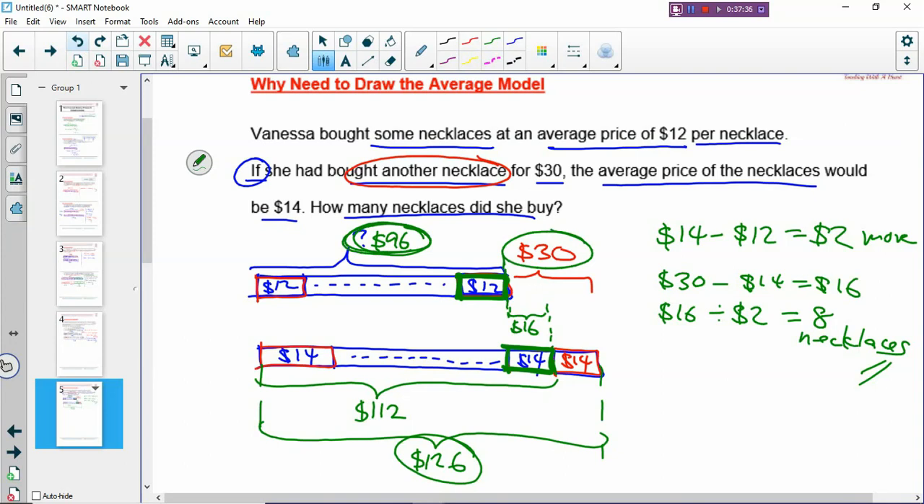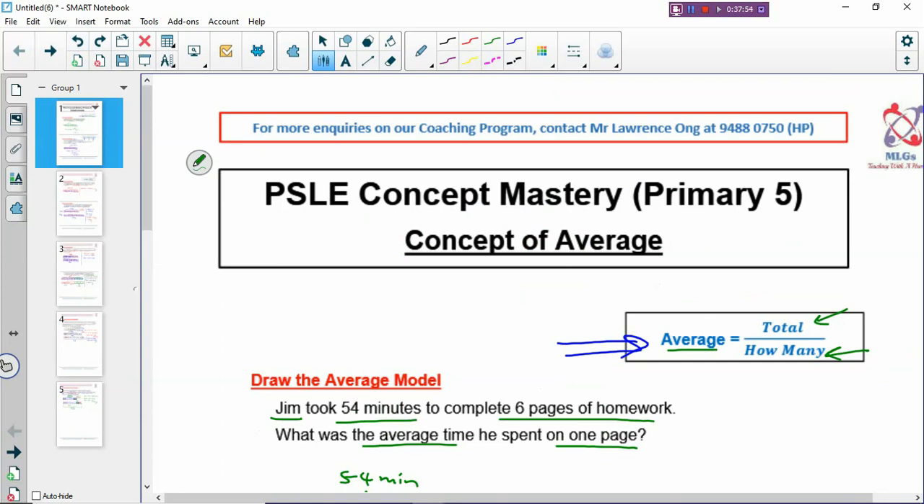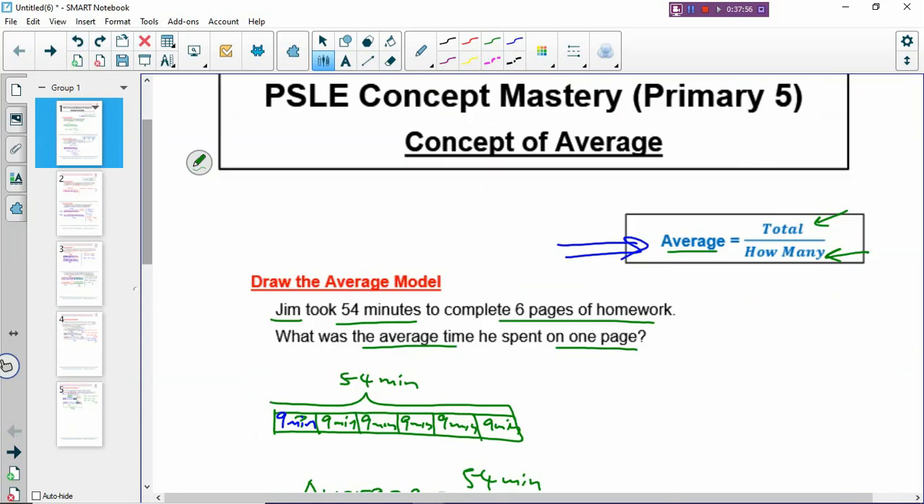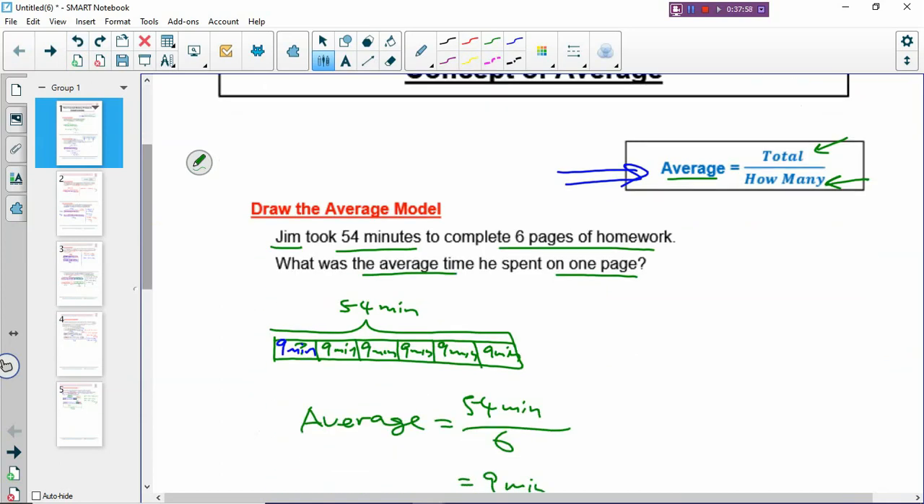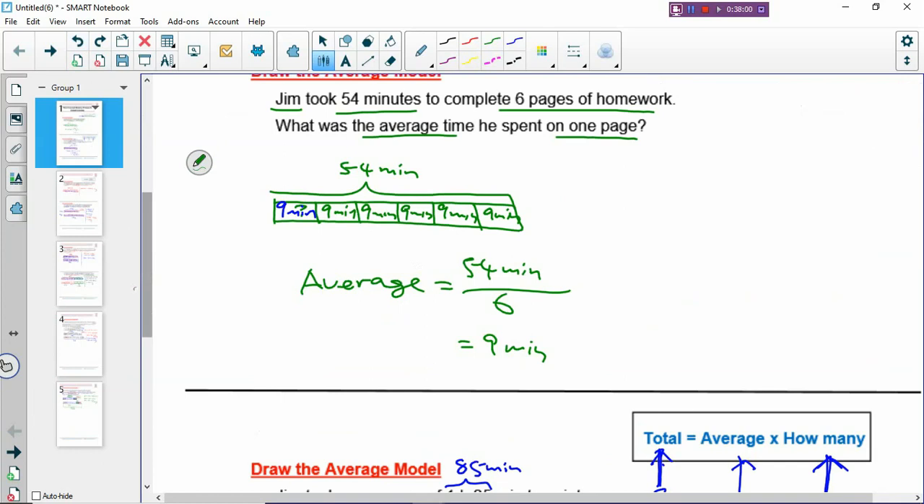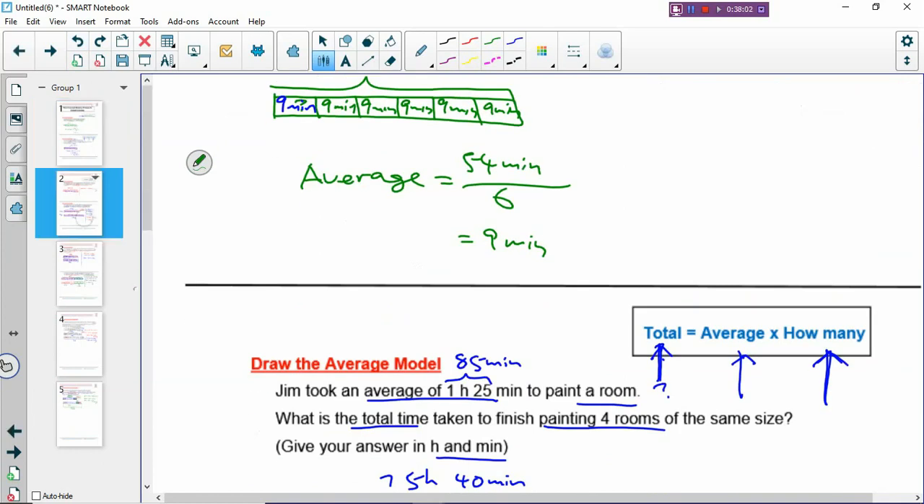All right, so this question over here is quite hard to understand. Maybe just by looking at this part of the lesson today, you might not be very clear about how to get the answer from the model, but it's okay, because the purpose of the lesson is for you to understand how to draw the average model. All these simple models, you must know how to draw so that you can work out the answer.